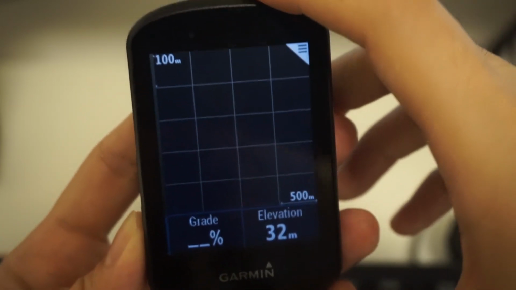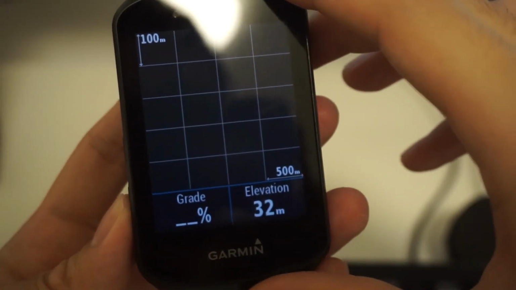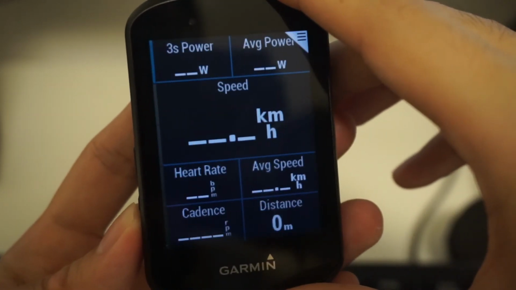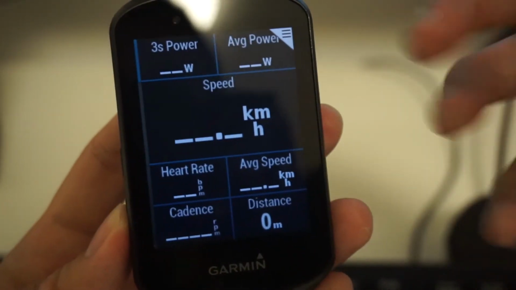I'm not sure what this is. I'm assuming it shows your grade. Also some default page in here. And yeah, back to square one. This is the first page that I've explained to you.